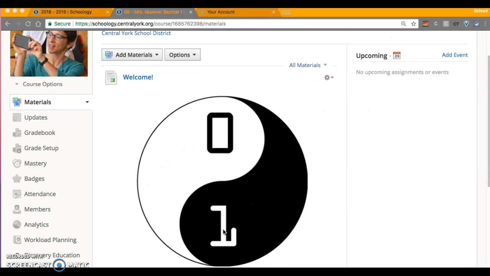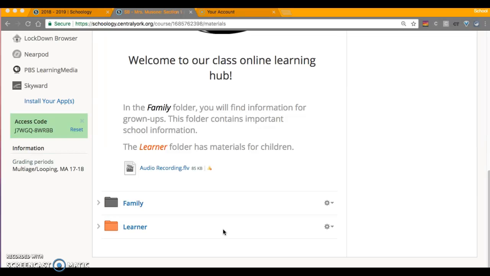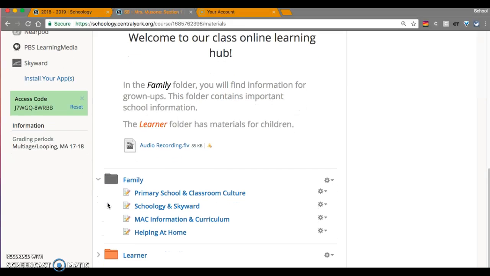You've already added pages to your family folder in your homeroom course. What we're going to do now is take a look at those pages that you added to make sure that we have a good understanding of what our families will see when they go there. You've already customized the information and curriculum page and the helping at home page. So you're going to spend some time looking at the school and classroom culture page.